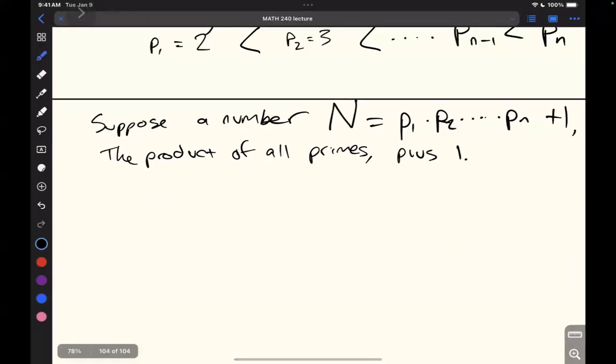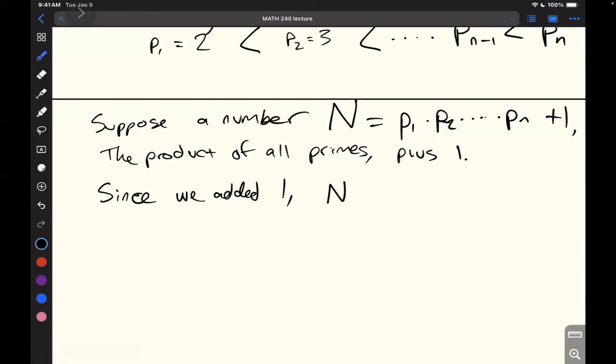And so since we added 1, then we can say that N is greater than the big product. So N can't be a prime number. So N is greater than P1 times P2 times and so on times Pn. And capital N is not prime because we've listed them all and we multiplied them all together. So N's not prime. That means N is composite.